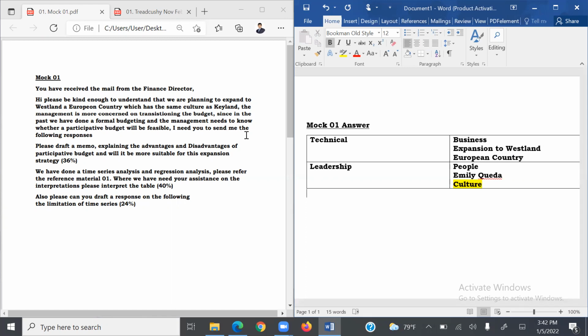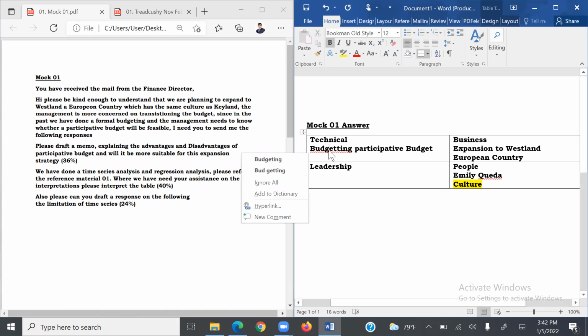So they are stating here, students, that the management is more concerned about transitioning the budget, since in the past we have done formal budgeting, and the management needs to know whether a participative budget will be feasible. So budgeting is what, students? Budgeting is a technical area and they are asking about a participative budget. Students, I believe this gives you a better picture here.